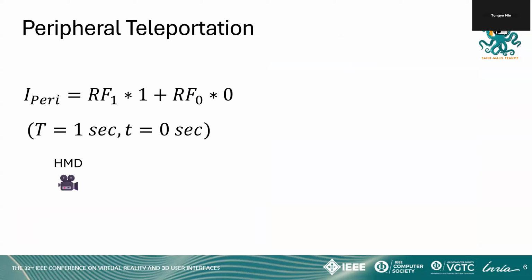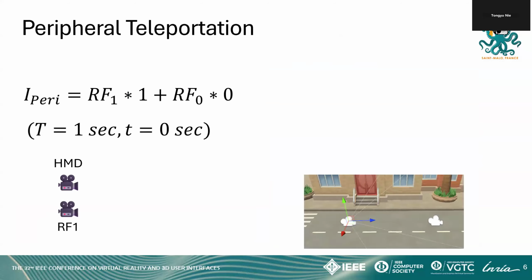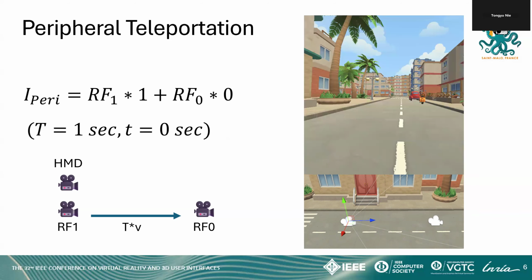Here's an example. We set the teleportation interval capital T to 1 second after internal pilot testing. When the user starts to move, camera RF1 is placed at the same position and orientation as the HMD. RF0's position is predicted based on the velocity of virtual locomotion and capital T. Because small t is 0, the interpolant is 0, or RF0 is invisible. So the blended image is the same as the HMD's view.